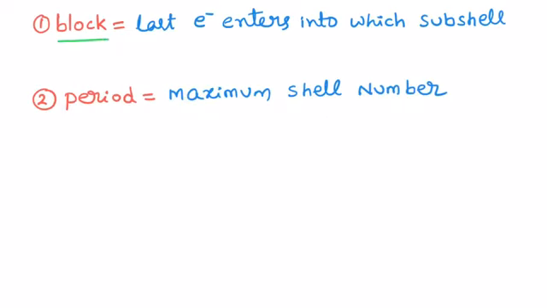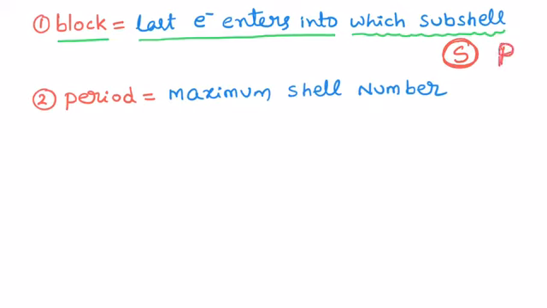To find out block, we have to see the last electron enters into which subshell. For example, if the last electron is present in the S subshell, it is called an S block element. If the last electron is present in the P subshell, it is called a P block element.